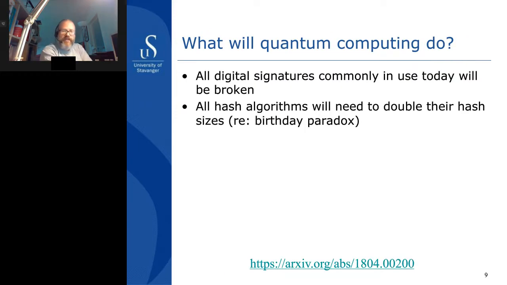Speaking of quantum computing, this will be an important thing when it comes to blockchain, because once you have a workable quantum computer, all digital signatures which are commonly in use today will be broken. So all the digital signatures that typically sign the transactions on the blockchain will be broken. And also all hash algorithms will need to double their hash sizes. This is in respect to something known as the birthday paradox. For more details on this, feel free to refer to this paper in the link below. So in practical terms, all the blockchains that are in common use today will break once you have a quantum computer. This is something to keep in mind.